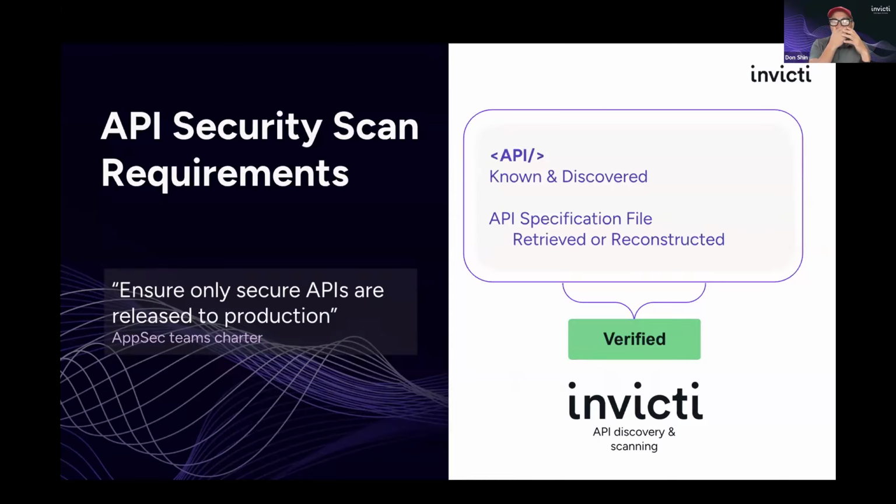Well, first of all, we should think about AppSec and what the charter of AppSec is. In the simplest case, it is to ensure only secure apps or APIs, in this instance, are released to production. That seems like a pretty simple statement, but the question is, how do you know that it's secure? Well, you've got to test it, right? At the end of the day, that's really the only answer.